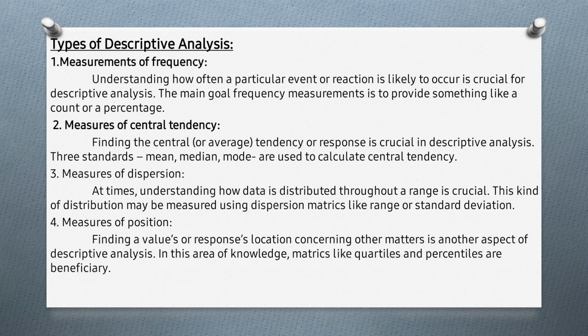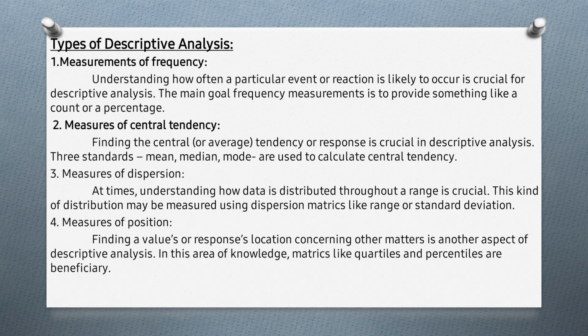Next, second one, measurement of central tendency. In this, 3 standards are used. Mean, median, and mode are used to calculate the central tendency. Next, third one, measures of dispersion. This kind of distribution may be measured using dispersion metrics like range or standard deviation. Next, fourth one, measures of position.